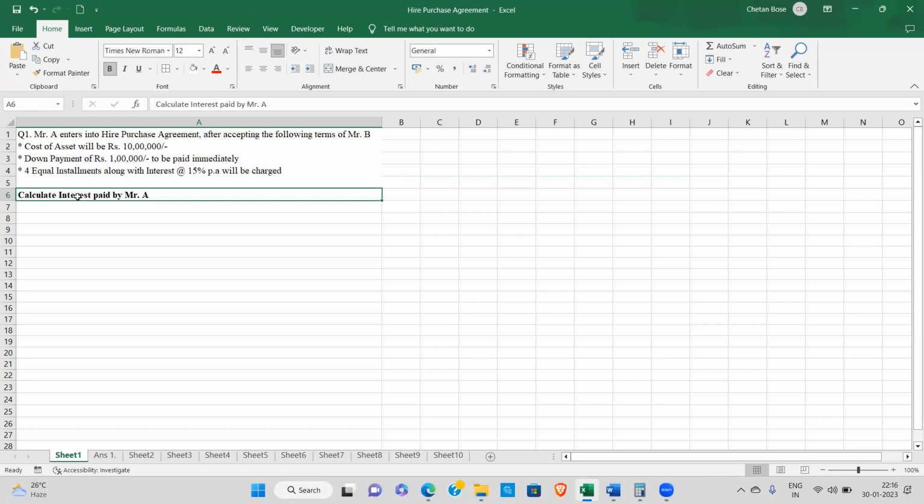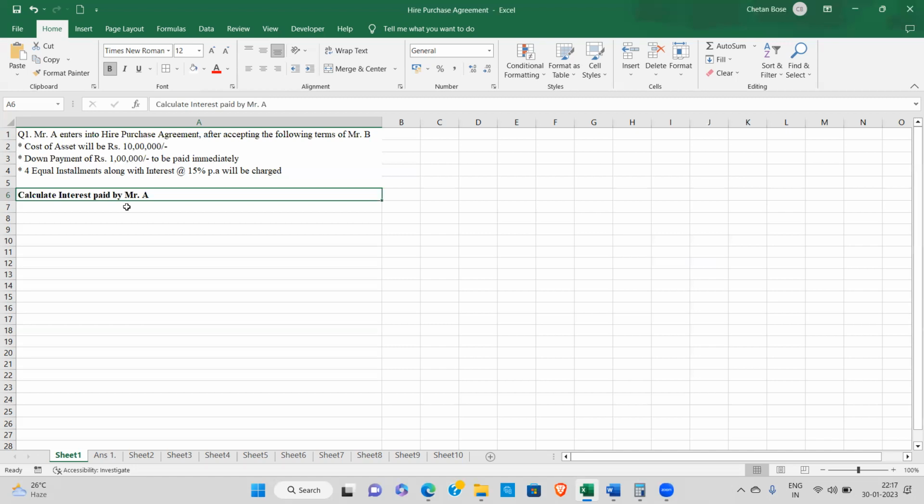The question is asking us to calculate interest correctly. So all the rest of the things, whether you think about depreciation or installment, they are least bothered. Why? Because the question is asking us to calculate interest. Who is Mr. A? Entrepreneur. So how much interest the entrepreneur will pay, that is what we have to calculate.